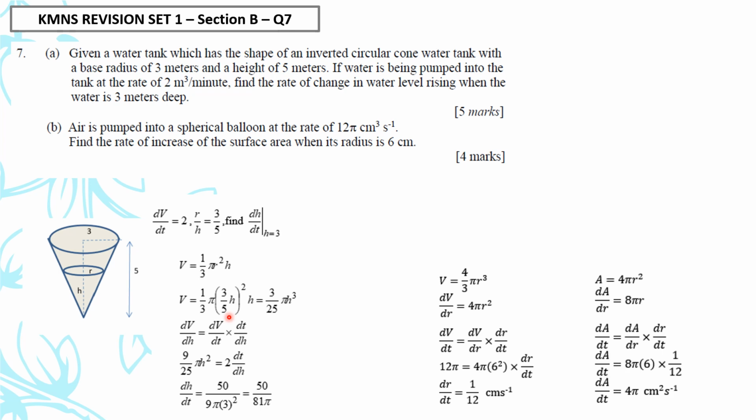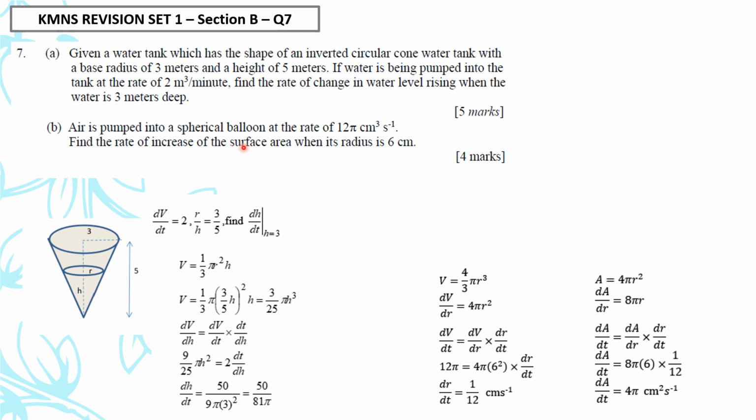Then we get V in terms of H only. Then you can differentiate V to get dV over dH. Substitute inside your chain rule to get your dH over dt. And this is the answer for the next question.